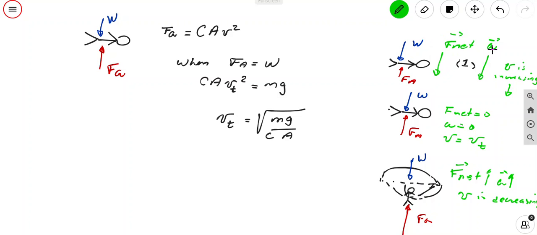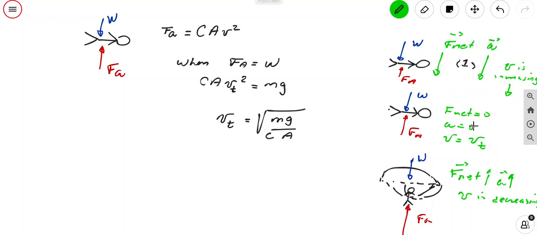Since there is a net force, then there will be an acceleration, and as there is an acceleration, then there is also an increase in the velocity. Eventually, as the velocity is increasing, the air resistance is also increasing, and eventually the magnitude of the air resistance will be equal to the magnitude of the weight. So when the weight and the air resistance are equal, now we don't have any net force acting here. So we have no acceleration, so we have a constant velocity.